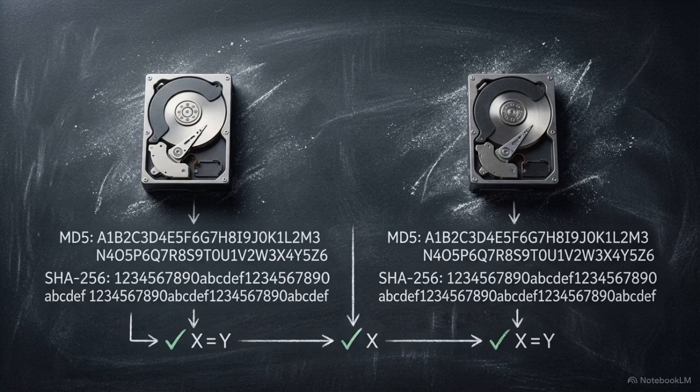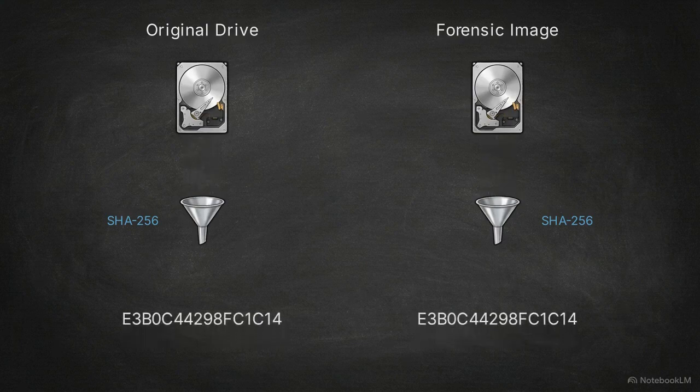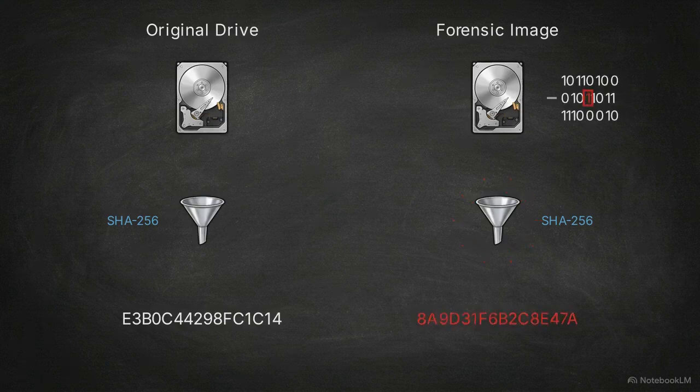To verify the clone is exact, investigators use cryptographic hash values. Algorithms like MD5 or SHA-256 process the data to generate a unique alphanumeric string, acting as a digital fingerprint. This fingerprint perfectly matches both the original drive and the forensic image. Digital evidence is mathematically fragile. If you change a single bit in the forensic image, the resulting hash value changes completely.